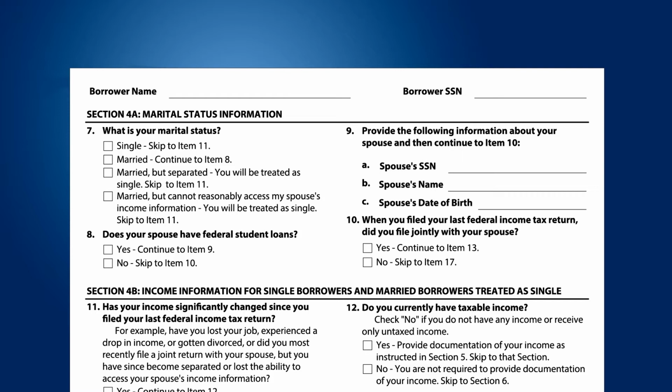If you are married, you will continue answering the questions in this section, and your answers will dictate which section you need to complete next. We will take a closer look at this scenario in just a moment. If you are married, but separated from your spouse, and/or not able to reasonably access your spouse's income information, you will be treated as single and skip to Section 4B, Item 11.